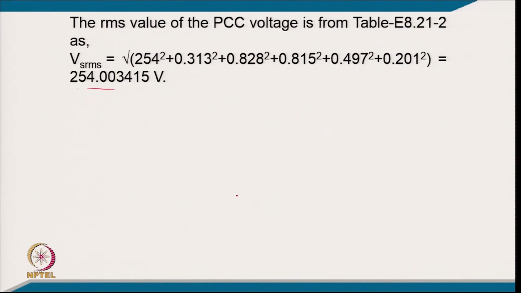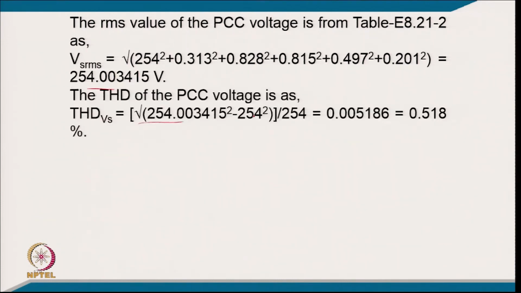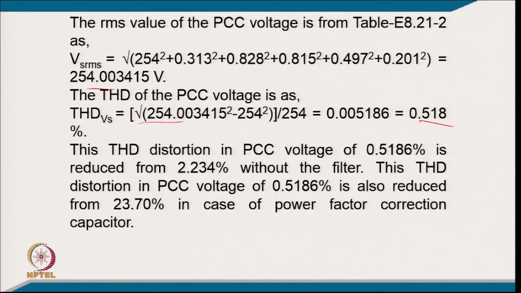So, this is 254, which is not deviating much from the nominal voltage, and the TAD of the PCC voltage is only 0.1518%, and you can see that resonance is avoided as well as it is giving the right solution for reduction of distortion. So, this TAD distortion of PCC voltage is 0.5186%, reduced from 2.23% without the filter, and this 0.5186% is also reduced from 23.7% in case of the power factor capacitor, which was under resonance.